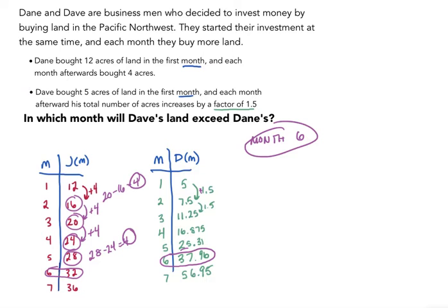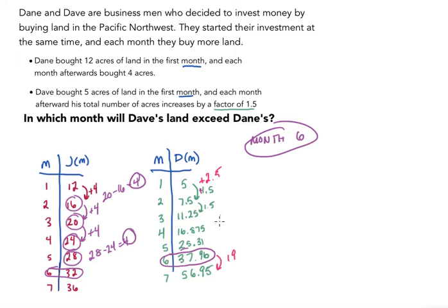If we look at the change in Dave's, however, it's not increasing by the same amount. From 5 to 7.5 was an increase of 2.5. And let's just jump down a little bit further ahead. From 37 to 56 is much larger than 2.5. It's maybe around 19 or so. But if we're looking at this, it doesn't have a common difference. But what it does have is a common ratio.